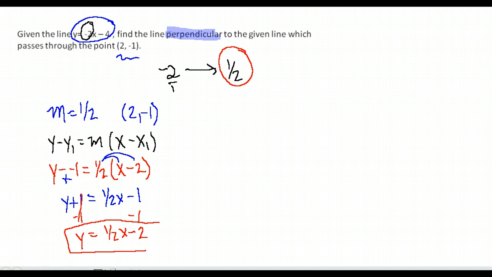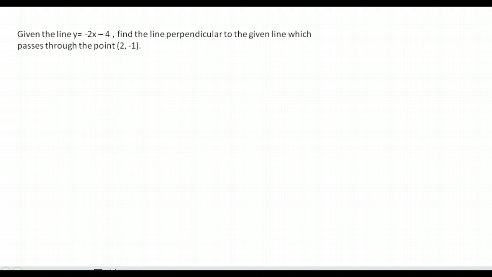And if this went off of your screen, please maximize your screen so that this fills your entire screen so you can see all of the writing. Okay, so there is our equation.